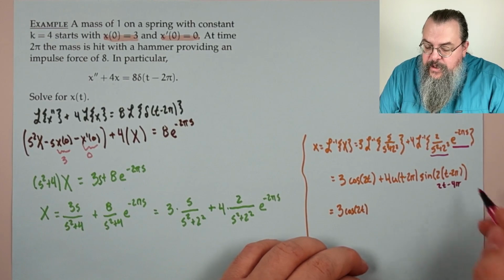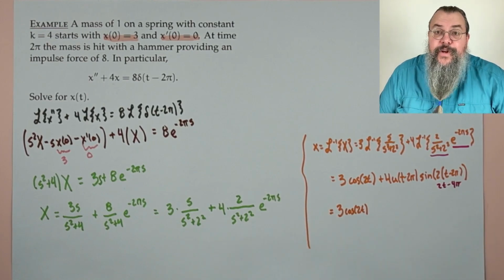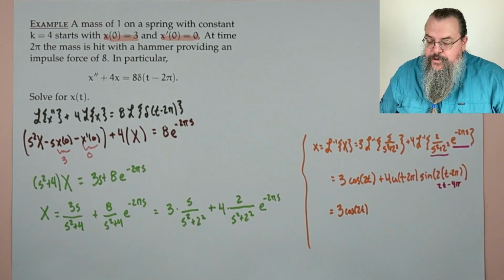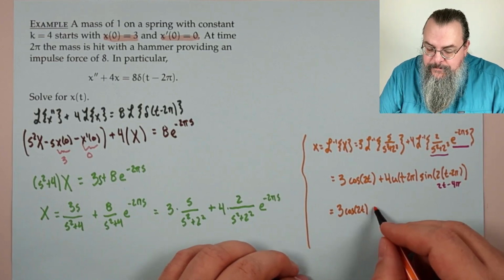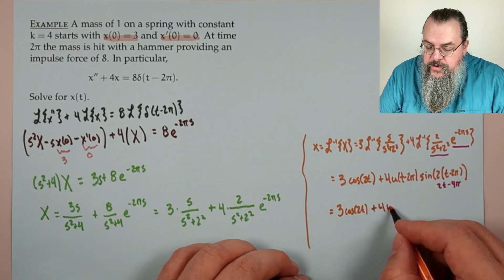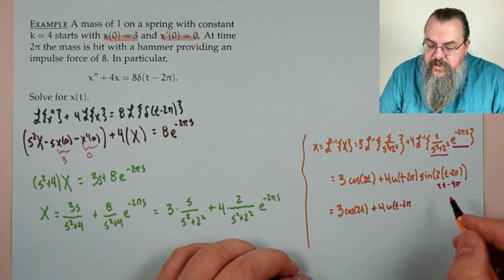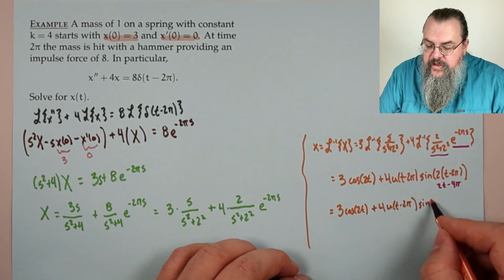minus 4 pi. But sine is periodic. It repeats every 2 pi, so it also repeats every 4 pi. So this becomes plus 4 u(t minus 2 pi), and then it's sine of 2t.